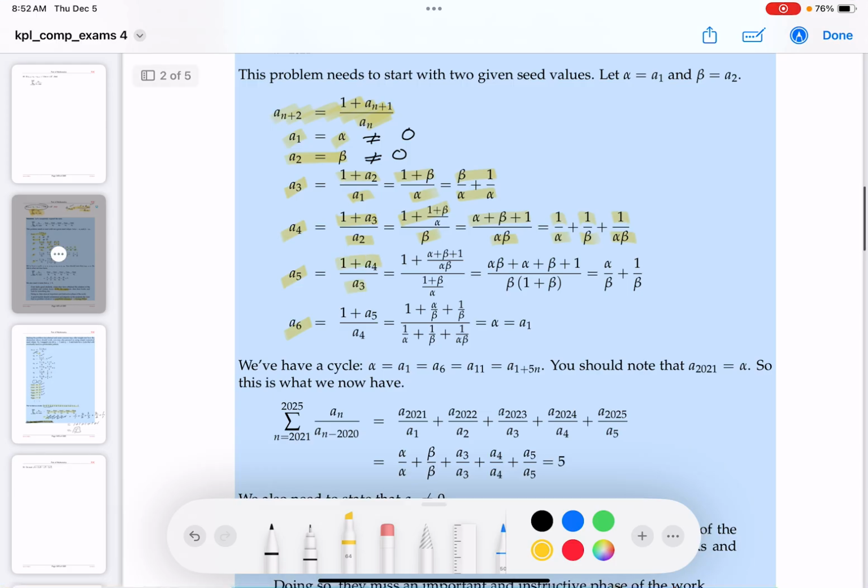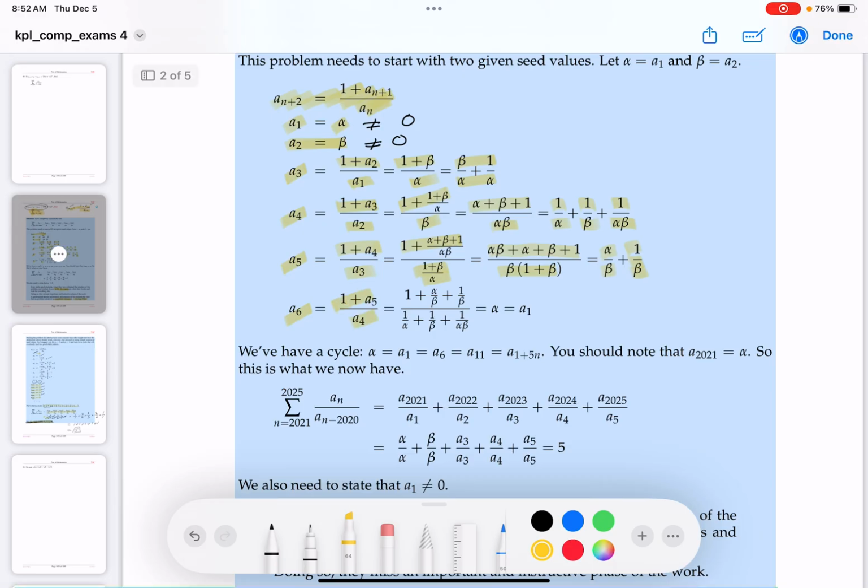Then I look at A5, I write that down. Oh, it's getting more difficult. I don't see a pattern. I see this over here. I'm starting to see something now that looks like it's getting simpler. And then I go to A6, and what do I get? I get this thing over here.